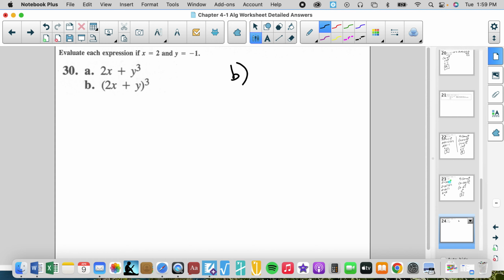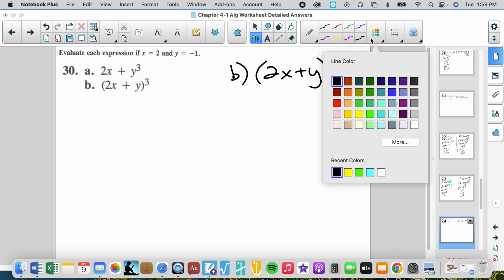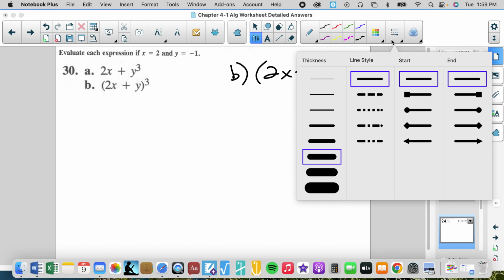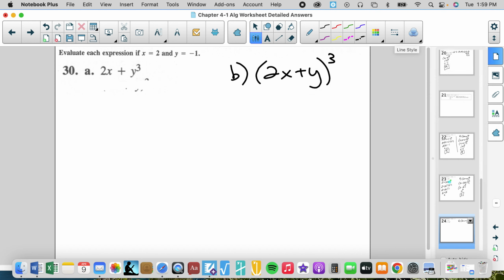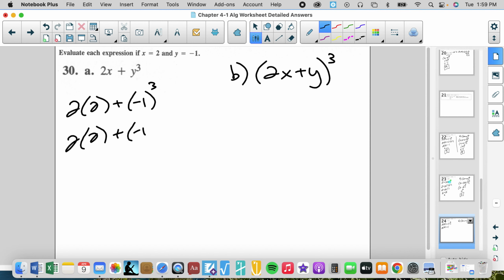Let's write the next one: the quantity 2x plus y cubed. Let's make it bigger. Okay, plug in the values. 2 times 2 plus the quantity of -1 to the third. We're going to do exponents, which is -1 times -1 times -1, which gives me -1. And then we do multiplication, and we get 3.